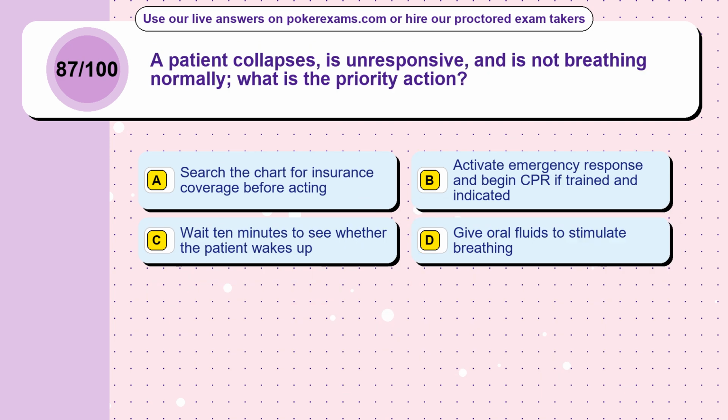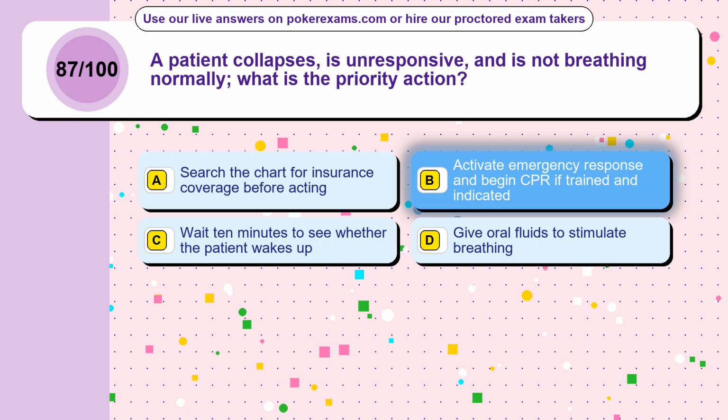Question 87. A patient collapses, is unresponsive, and is not breathing normally. What is the priority action? Option A. Search the chart for insurance coverage before acting. Option B. Activate emergency response and begin CPR if trained and indicated. Option C. Wait 10 minutes to see whether the patient wakes up. Option D. Give oral fluids to stimulate breathing.